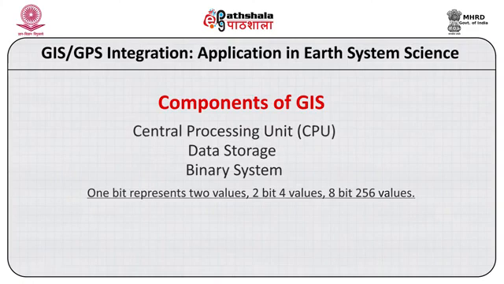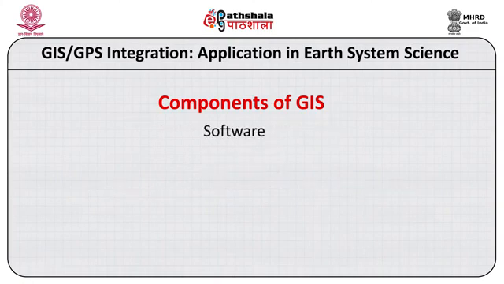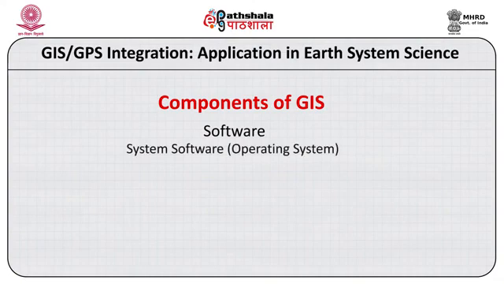Now we will discuss what is software. The computer requires instruction from the operator to perform the desired work. The set of instructions is known as program. If a number of sets of instructions are combined to perform a number of related operations, it is known as software. Software can be classified into two basic categories. Number one, system software, or we can call it operating system.